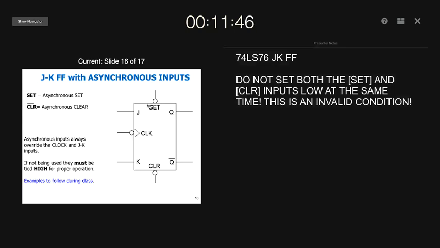Then whatever is activated here takes effect. So if we were to make the set low and the clear high, Q will go to logic 1 immediately and stay there, irrespective of what J and K and the clock are doing. Conversely, if we made the set high and the clear low, Q will be low, irrespective of what's going on here. So the asynchronous inputs override the synchronous inputs, the J and the K, which are tied to the clock.